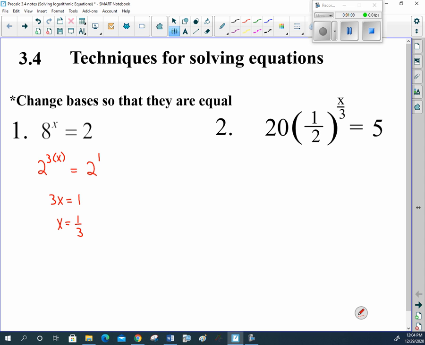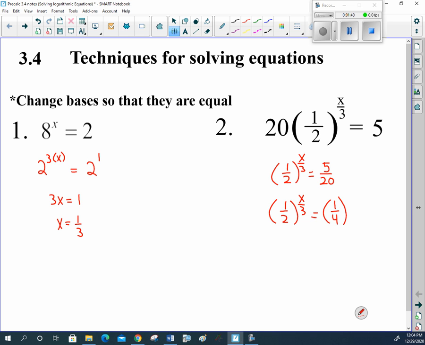Over here, I've got 20 times 1/2 raised to the x divided by 3 power. So first thing I want to do, if I want these bases to be the same, I just need to have them as two bases. So this 20 times a base isn't going to work. So I'm going to divide the 20 to the other side, and you're going to have 1/2 to the x divided by 3 equals 5 divided by 20, and 5 divided by 20 is 1/4.